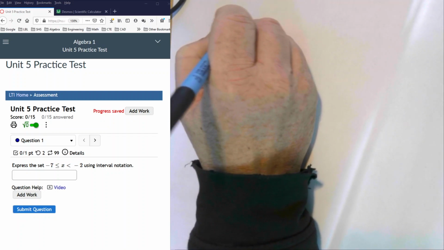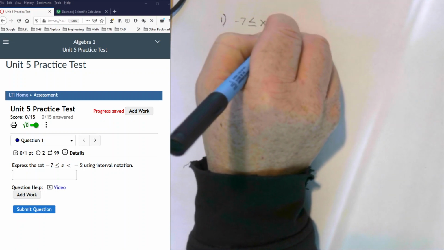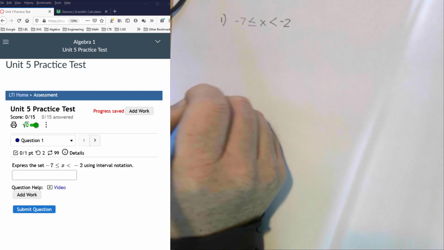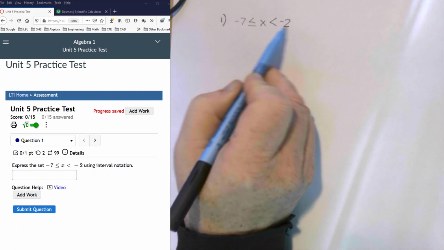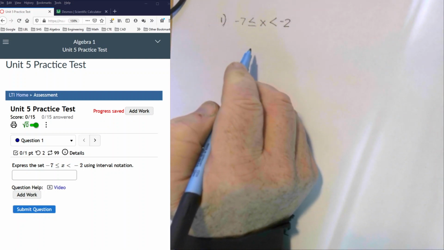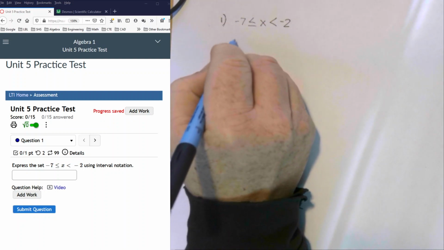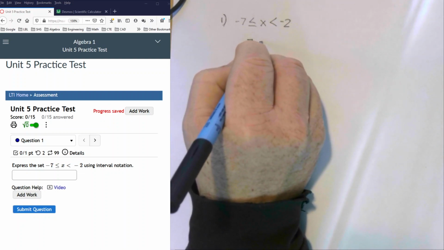So they give us this inequality, and they ask us to write that in interval notation. So this means that x is between -7 and -2. X could be equal to -7, but x cannot be equal to -2. So in interval notation, our smallest number x could be would be -7. Biggest number x could be would be -2.